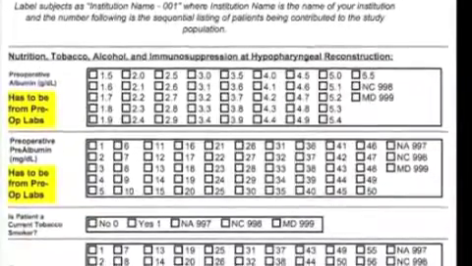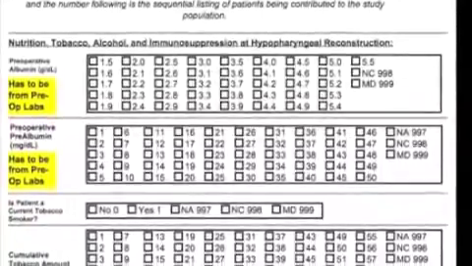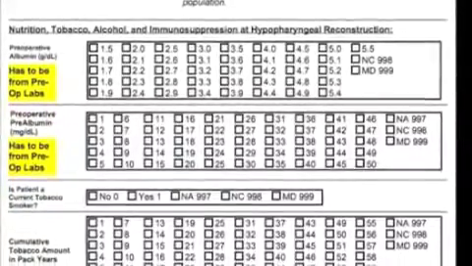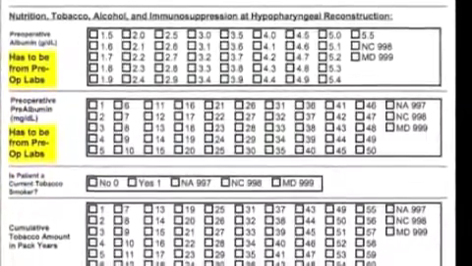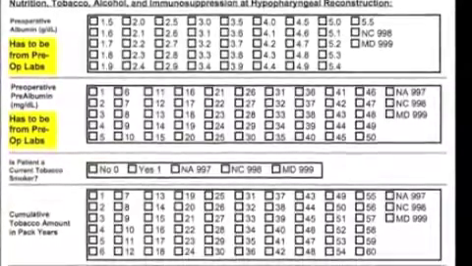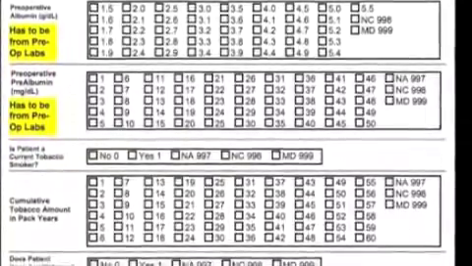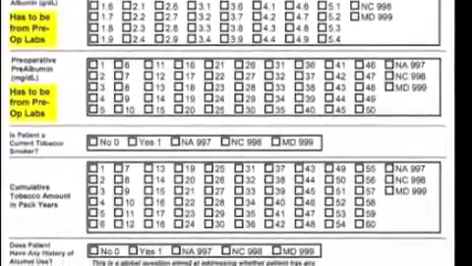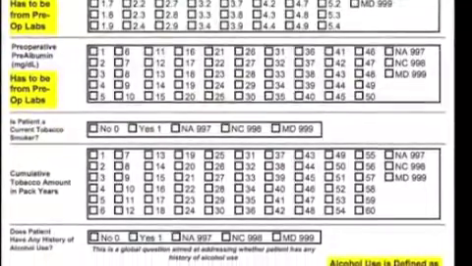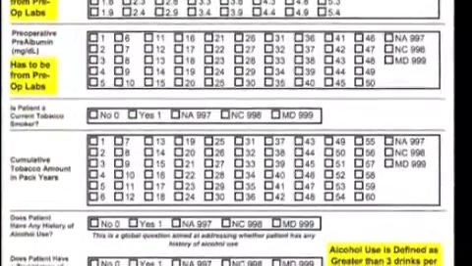At the top of page 3, please record each patient's preoperative albumin and preoperative prealbumin if available from preoperative labs. Further, please collect whether or not each patient is smoking at the time of hypopharyngeal reconstruction. For each patient with a smoking history, please record the cumulative number of pack years smoked.